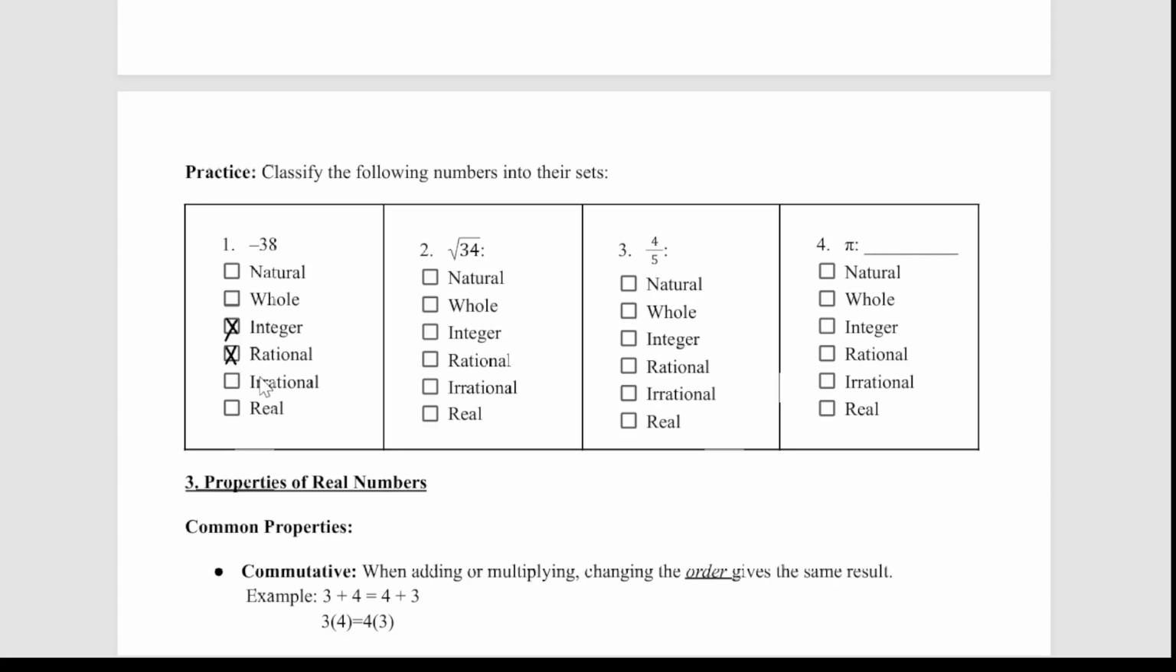He is rational because all integers are rational. This is technically negative 38 over 1. And all rational numbers are real, so he is also considered real.